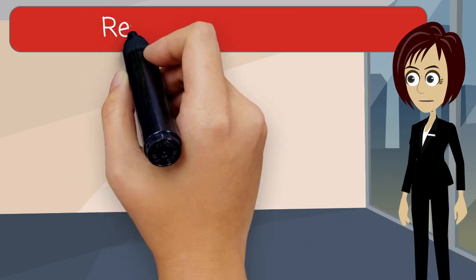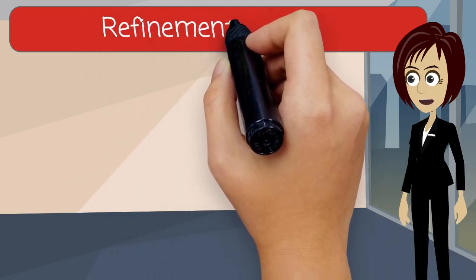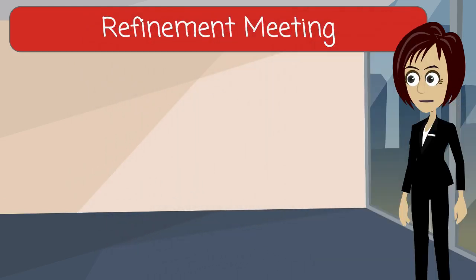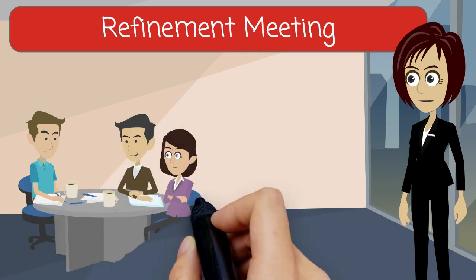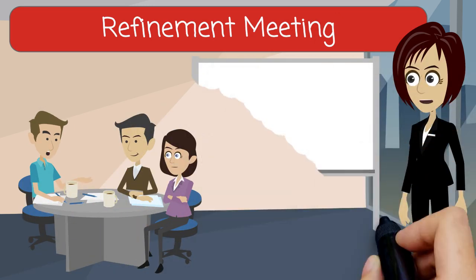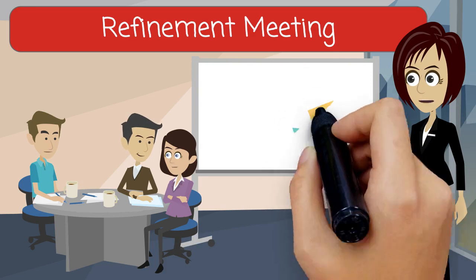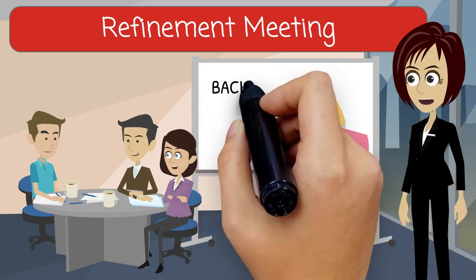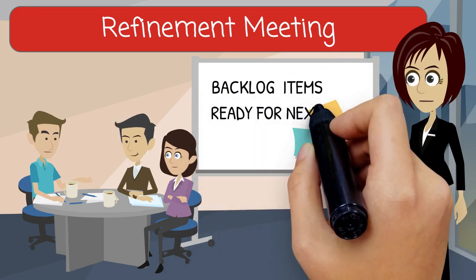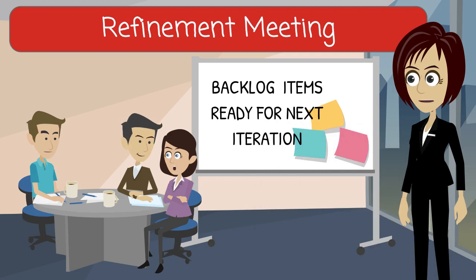The purpose of the refinement meeting is for the team to review items that are at the top of the backlog. The outcome of this meeting is confirmation that the top items are ready for the next iteration and identification of any further clarity needed. There is no standard format for this meeting, but it is most often led by the product owner or customer representative. The output of the refinement meeting is backlog items ready for the next iteration.